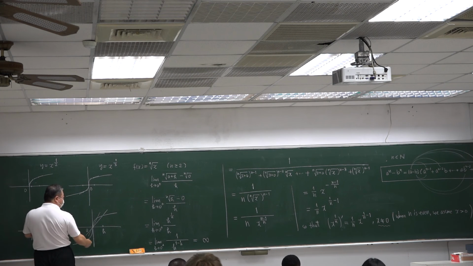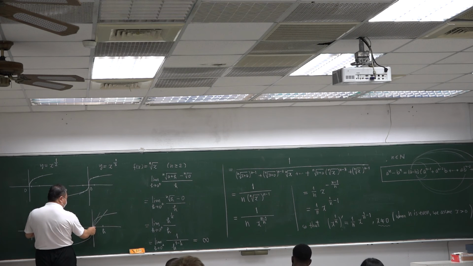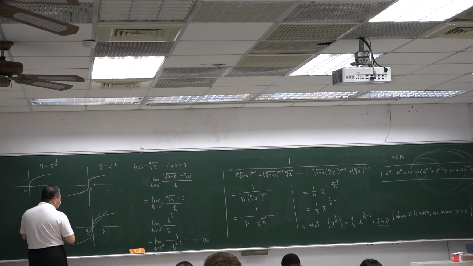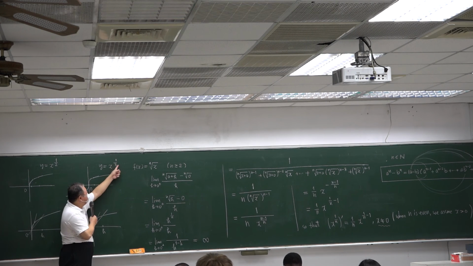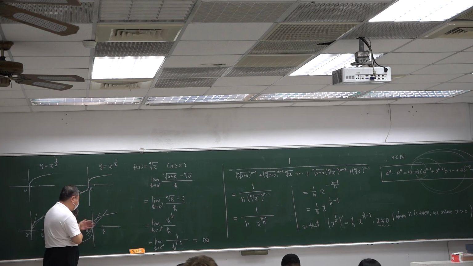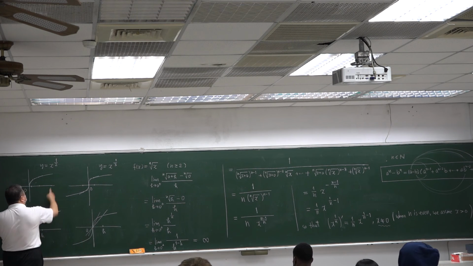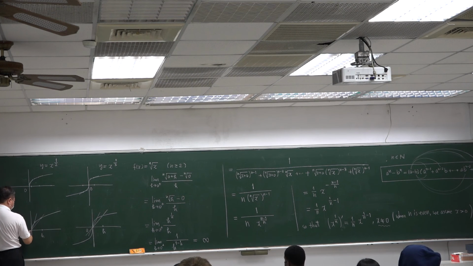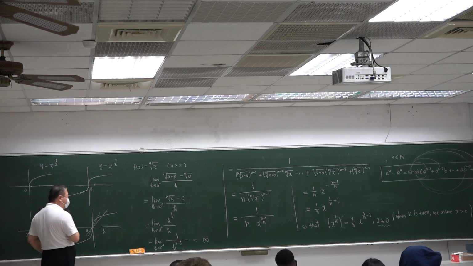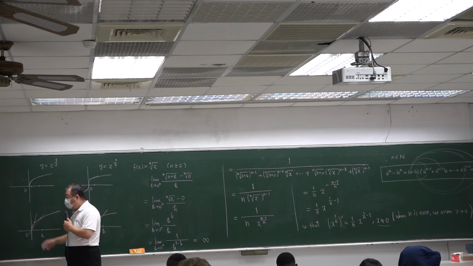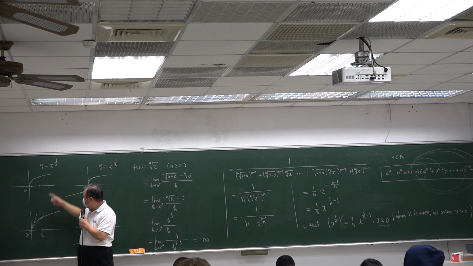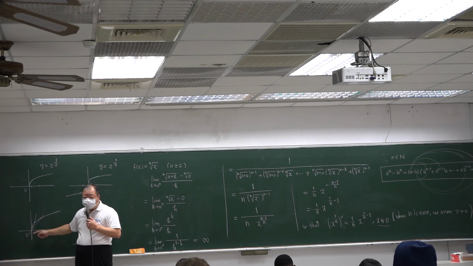So as you can see, at the origin, the slope does not exist. In fact, for n an odd number, there is a vertical tangent here. For n an even number, because this is not smooth, not continuous at 0, this function is not differentiable at 0.